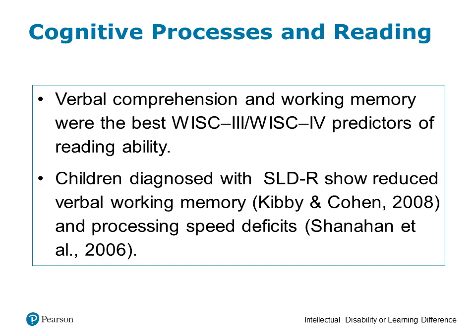And so certainly I think we can review the literature and we can find the relationship documented in a number of studies between cognitive processes and reading, for example. Certainly verbal comprehension and working memory are really good predictors of reading ability, especially verbal working memory. So again, think about Aaron and think about his verbal working memory. Children diagnosed with a learning disability in reading tend to show reduced verbal working memory as well as processing speed deficits.